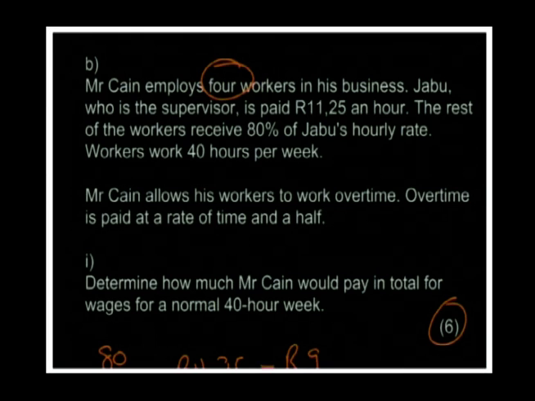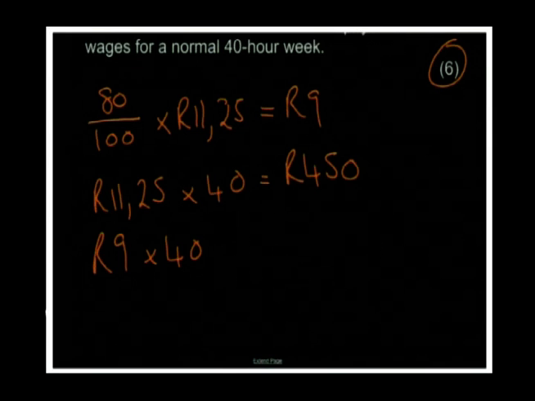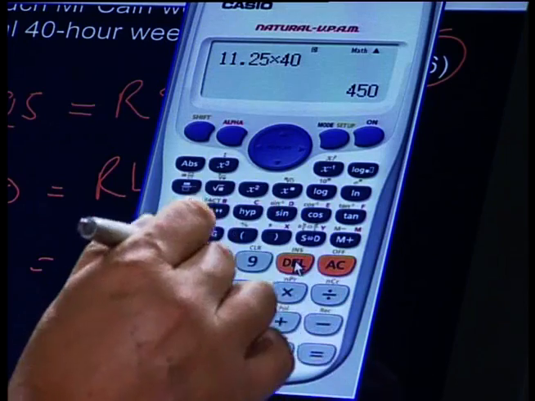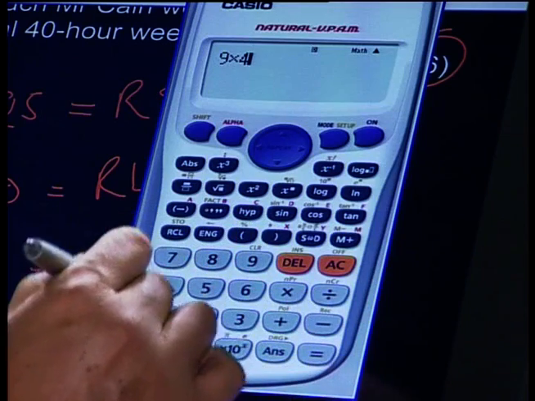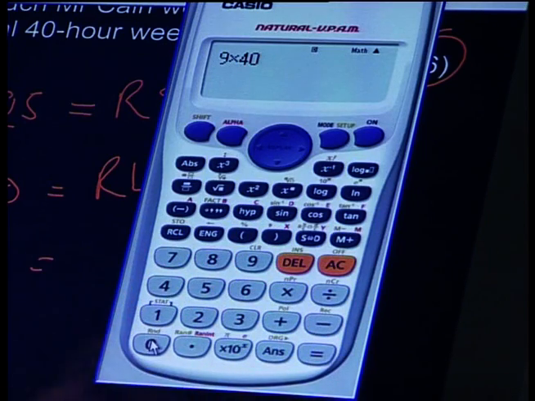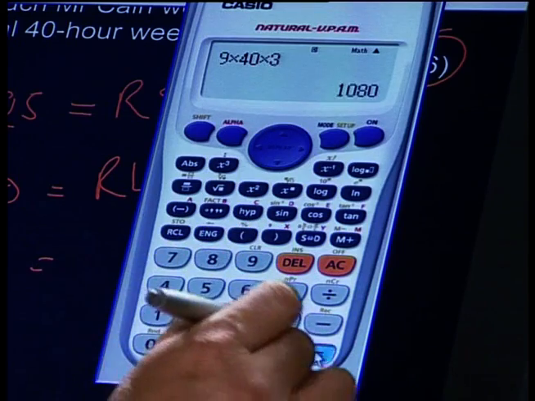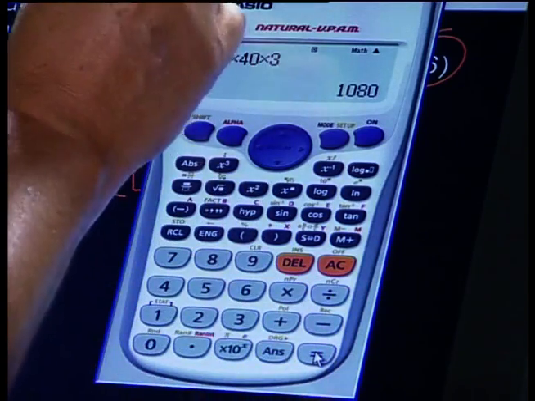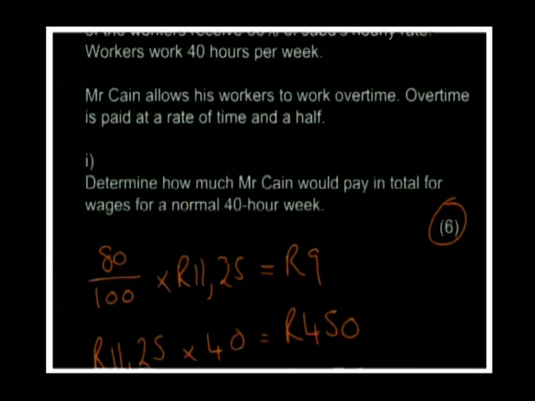That leaves us with 3. So he's got 9 rand per hour for 40 hours, but there are 3 of the workers. So I have 9 rand for every hour, and I'm going to work 40 hours. That's for 1 worker. But I've got 3 workers, and it's 1,080 rand. So 1,080 rand.